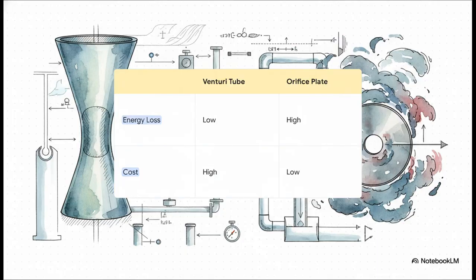And here are two perfect examples of that law in action. On one hand, you have the Orifice plate. It's basically just a metal plate with a precise hole drilled in it. It's super cheap and easy to install, but it creates a lot of turbulence, which means you lose energy in the system. On the other hand, you have the Venturi tube. It's this beautiful, smooth, tapered design that's way more efficient and loses very little energy.